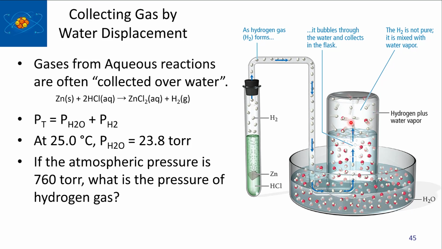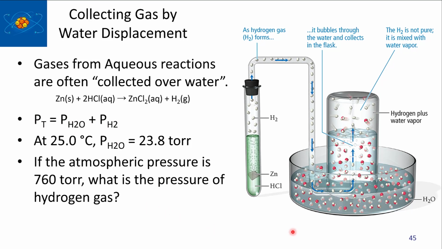And it turns out, and we'll talk about this a little bit, that the water vapor pressure is only dependent on temperature. So for example, at 25 degrees Celsius, the pressure of water vapor is 23.8 torr. And if you want to calculate the pressure of hydrogen, for example, that's been generated by this reaction, then all you need to know is what the total pressure is, which is really just the barometric pressure. We look it up, and then we can subtract the water vapor pressure from the total pressure, and we'll have the pressure of the hydrogen gas.